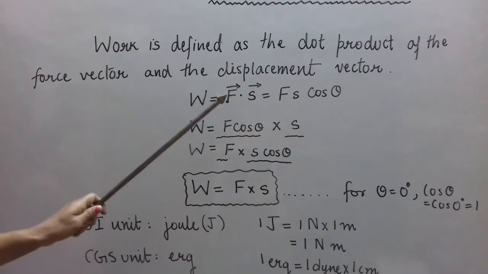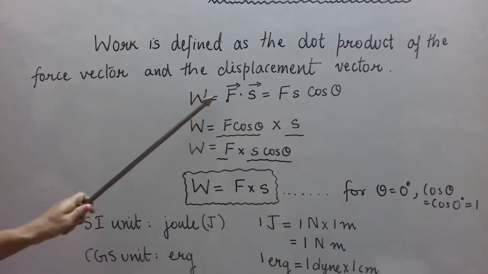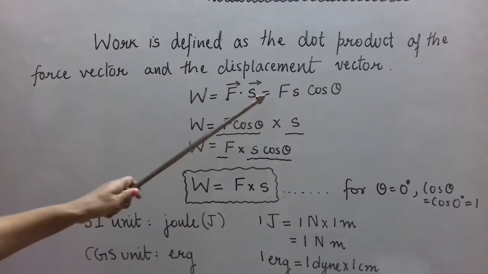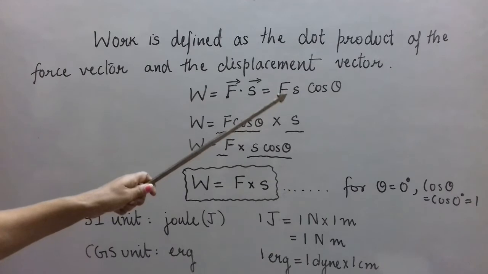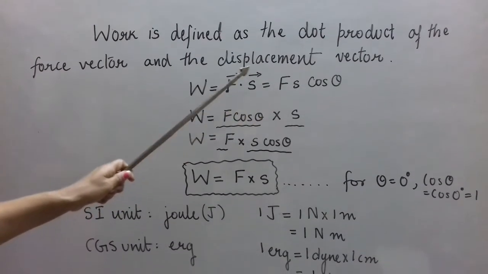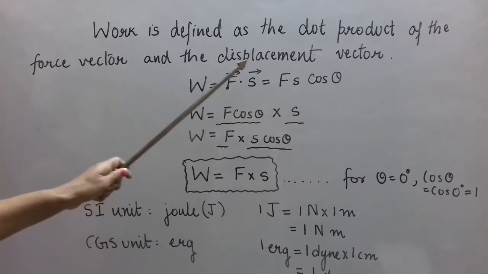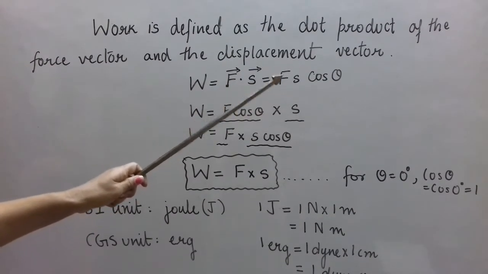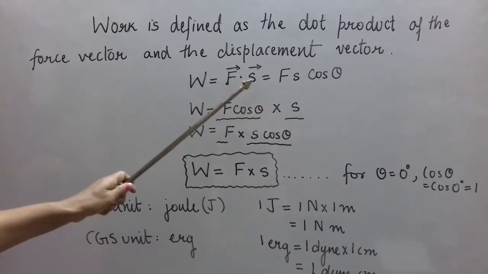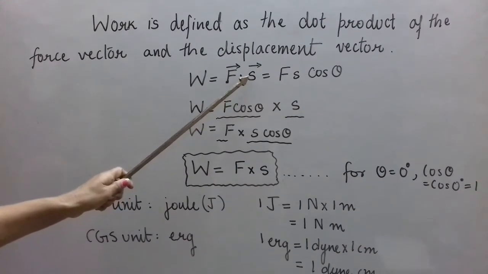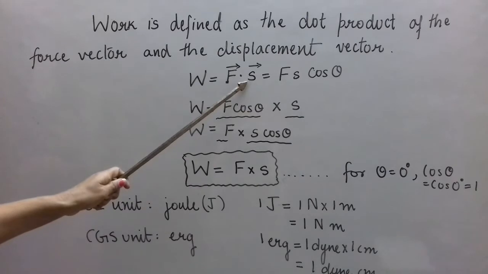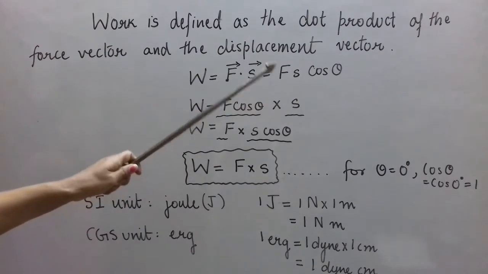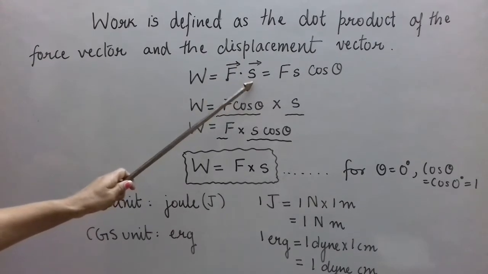We know by the definition of dot product, W is equal to F bar dot S bar, or vector F dot vector S, and it is equal to F S cos theta, where F is the magnitude of the force vector, S is the magnitude of the displacement vector, and theta is the smaller angle between force and displacement. When I say theta is the angle between force vector and displacement vector, we are choosing the smaller angle.